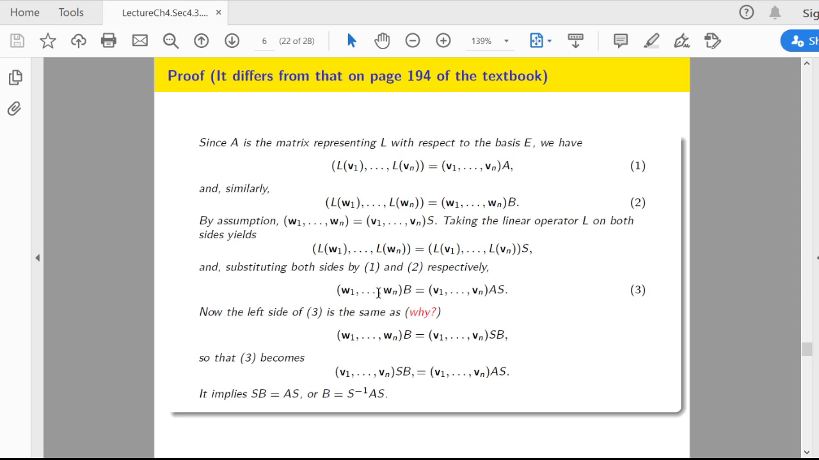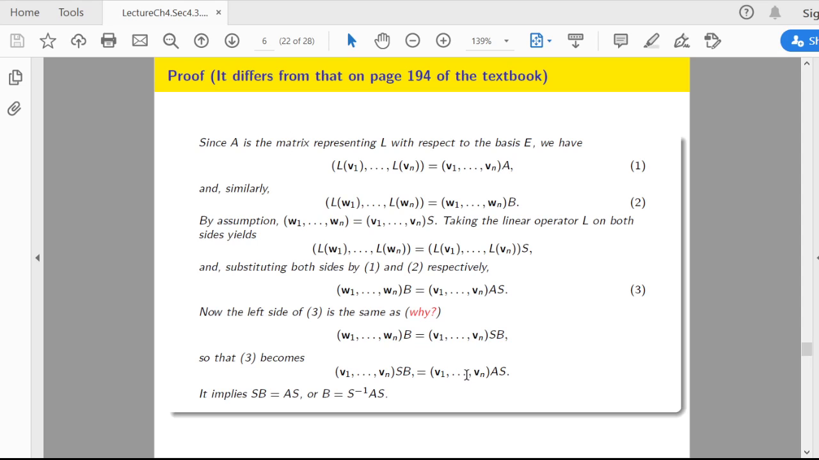So this side we substitute by V1, V2 to Vn times S, so we get the left side here equal to this. And then in this way we can say equation 3, the left side is this. And then the right side is V1, V2 to Vn times A times S, so we get this. In this way we get the equation.